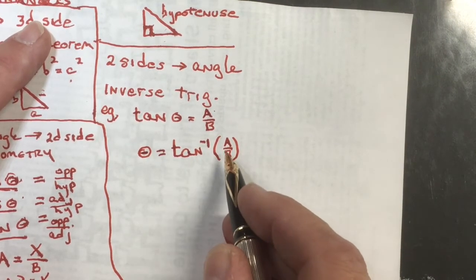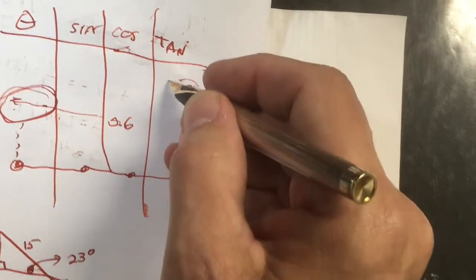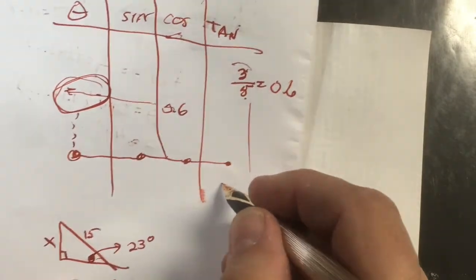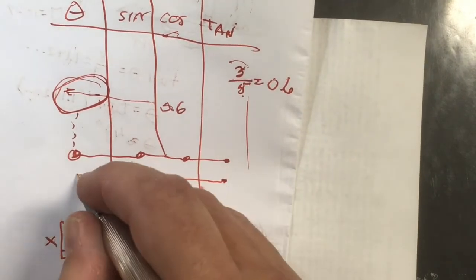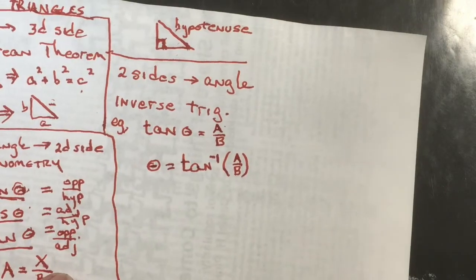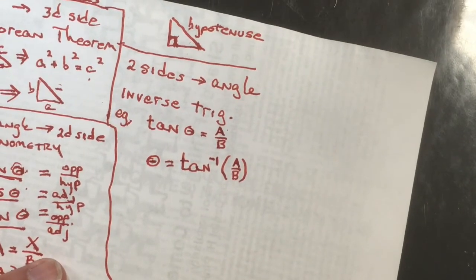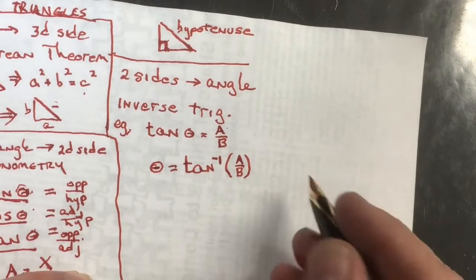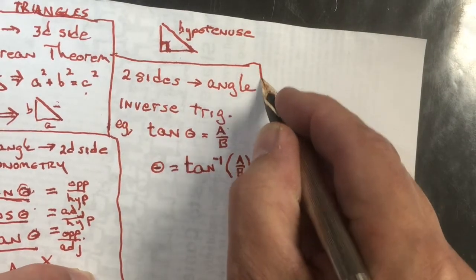That either means pushing this button on the calculator, or turning this into a decimal and using the chart backwards, so that you look down the column until you find the number that you're looking for and then go across and find what angle it is. You won't find the exact number, but whatever is closest is good enough. Any questions about that? Okay.